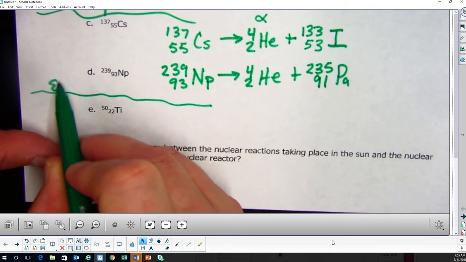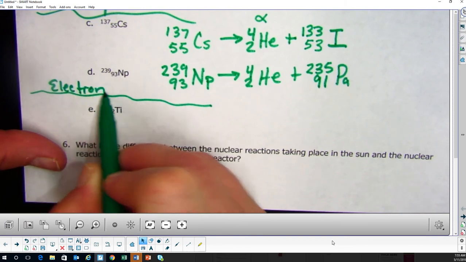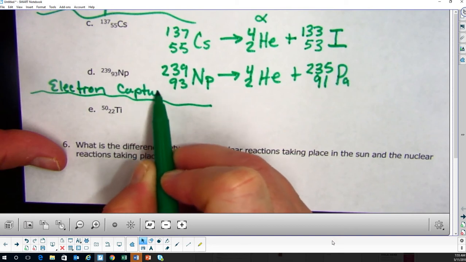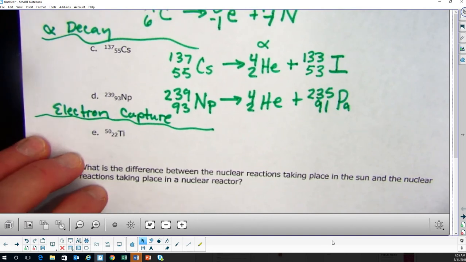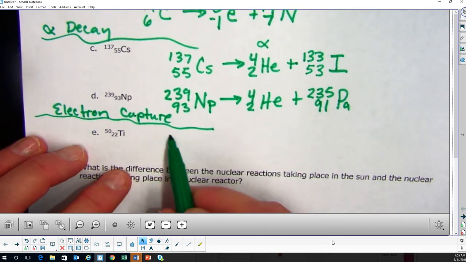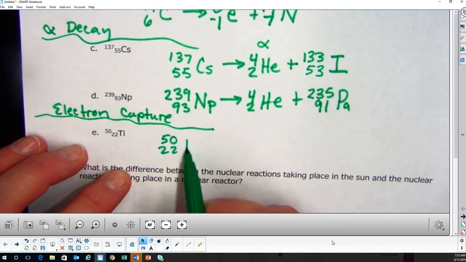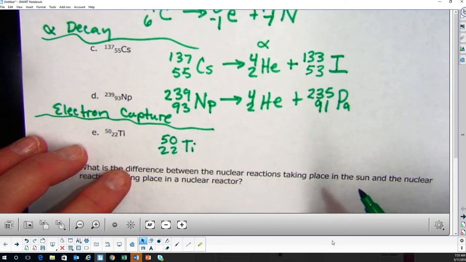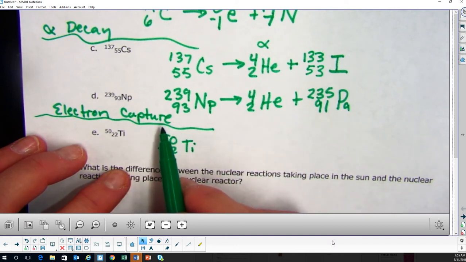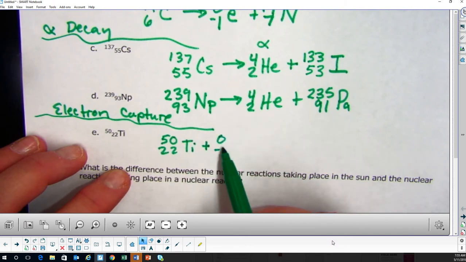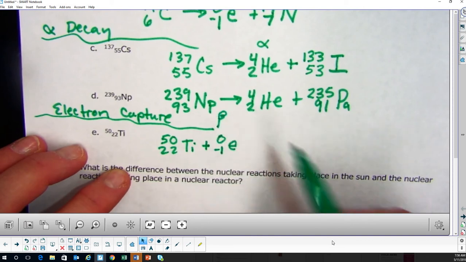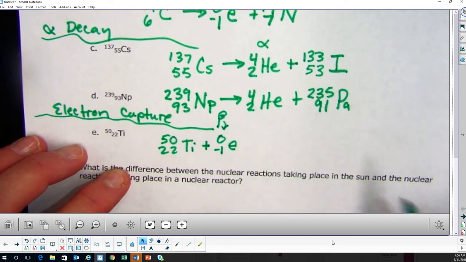I'm going to do an electron capture. Okay, so if I'm going to do an electron capture, I have 50,22 Ti. What is an electron capture? So I'm capturing it, so it's going to go on the reactant side, right? Plus, and it's a beta. So you're just going to do 0, -1, e. So I'm capturing a beta. Okay? And then I'm going to put the arrow, or the yield sign.